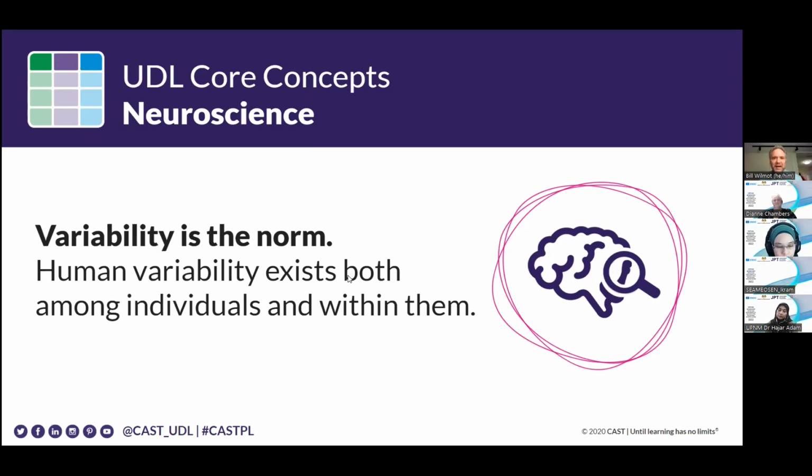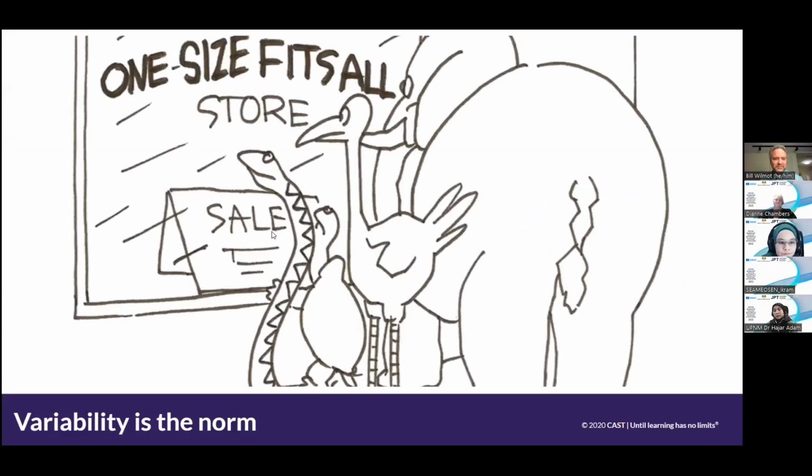So how do we understand that? How do we make sense of that great variability? How do we embrace the variability of the learners who are in front of us? Here's a cartoon of the one-size-fits-all store. Everything's on sale because nothing fits anyone, right? And we've got a snake, a turtle, a stork, and an elephant standing outside the one-size-fits-all store wondering what is going to work for them. Variability is the norm.